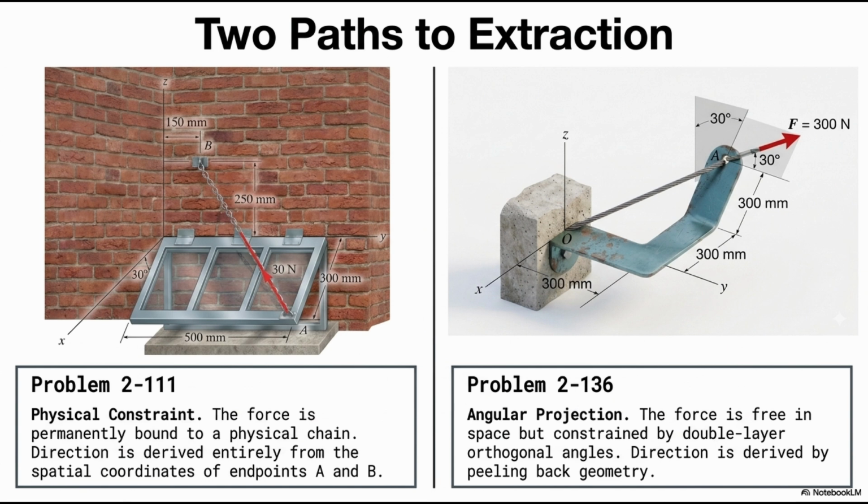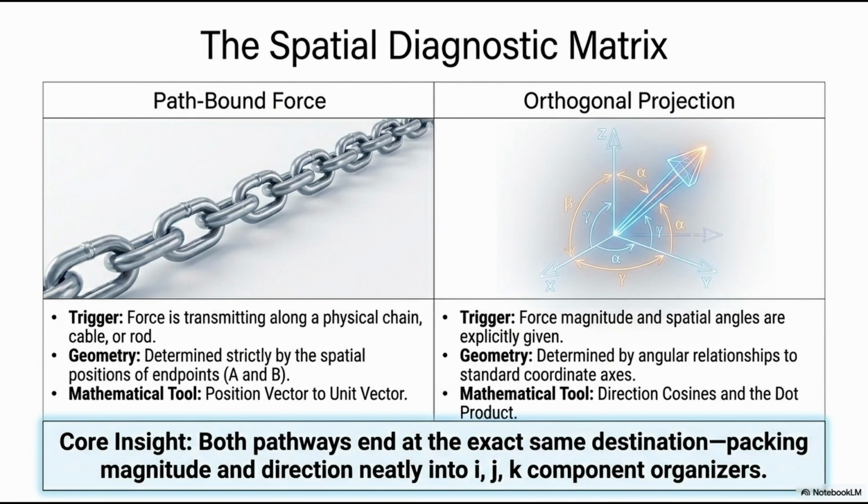In this scenario, the force follows the path because it acts directly along the chain AB, and we know the coordinates of its two endpoints. Our goal is to construct the complete Cartesian force vector. Problem 21.36 takes a different route, focusing on orthogonal coordinate projection. Here, the force magnitude and its angles are given, and we need to find its projected components onto the standard x and y axes. The logic flows into two distinct pathways.